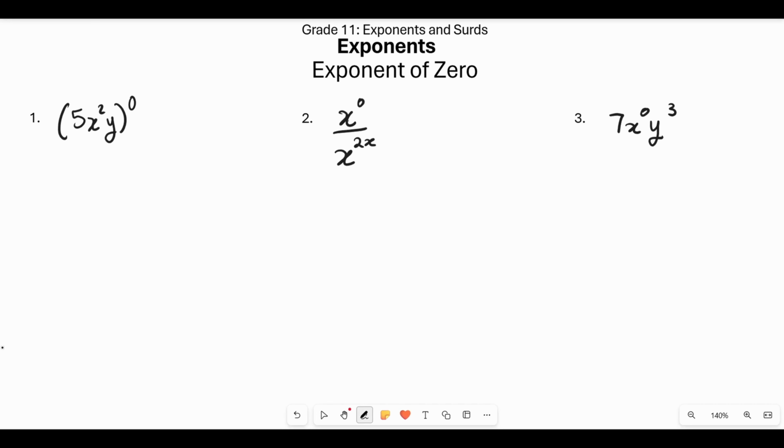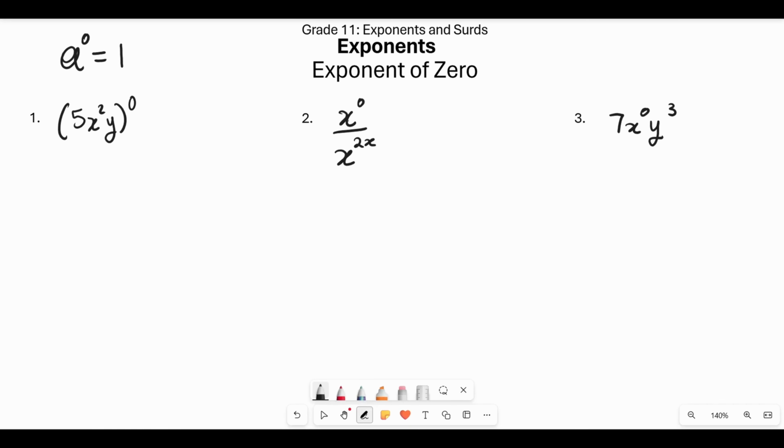We're now going to be exploring the exponent of zero, which is a simple law. It tells you that if you have any value raised to the power of zero, it will be equal to 1. So let's check. Everything in this bracket in number 1 is raised to the power of what?